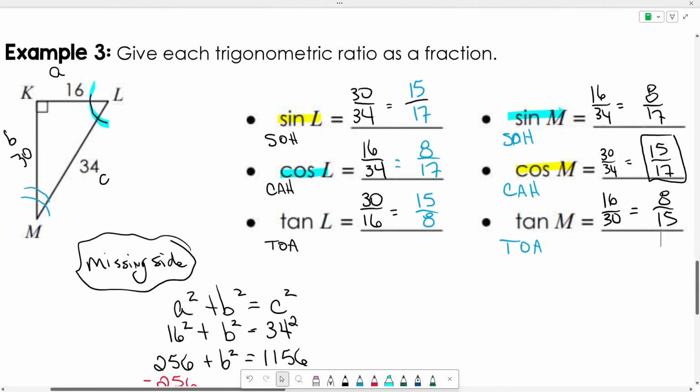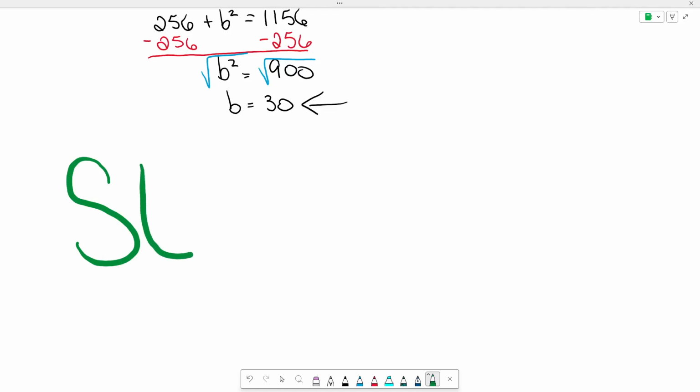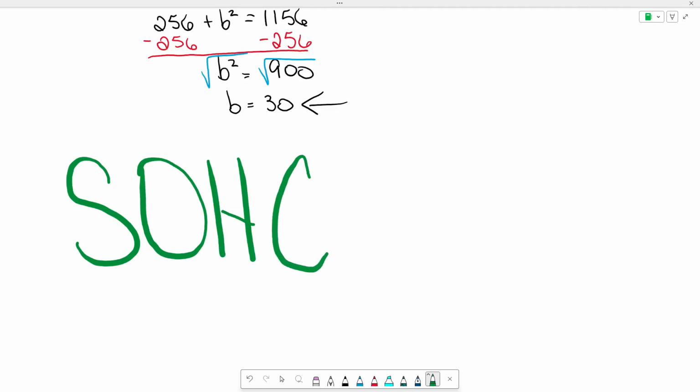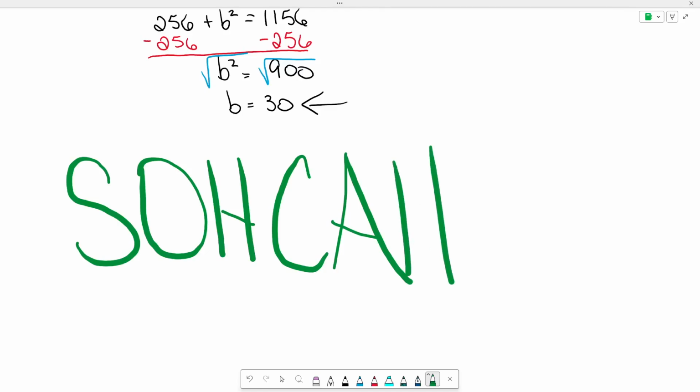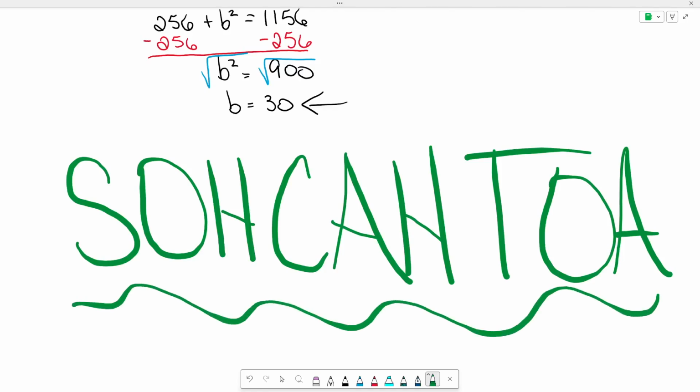Trigonometric ratios. As long as we remember sine is opposite over hypotenuse, cosine is adjacent over hypotenuse, and tangent is opposite over adjacent. SOHCAHTOA. Enjoy.